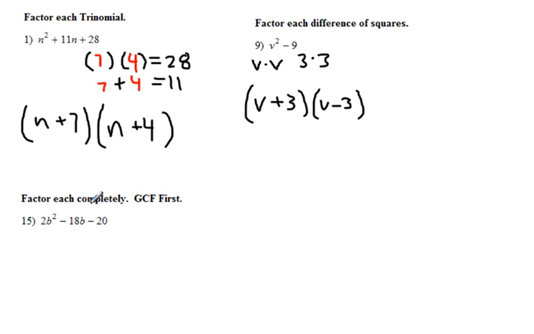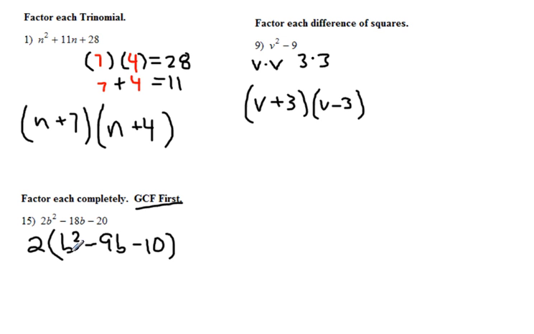We also have factor each completely with the greatest common factor first. So we look at our problem here and we look at every term and say, is there a number that divides 2, 18, and 20? In this case, it's a small number. It's just 2 on the outside. So then on the inside, we get b squared minus 9b minus 10.